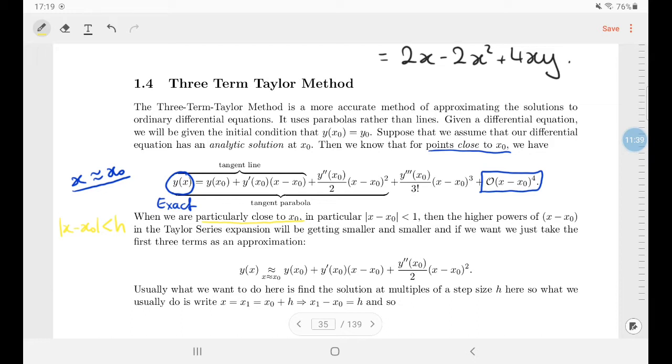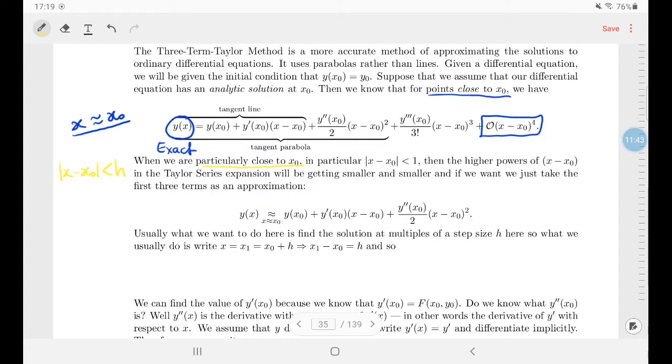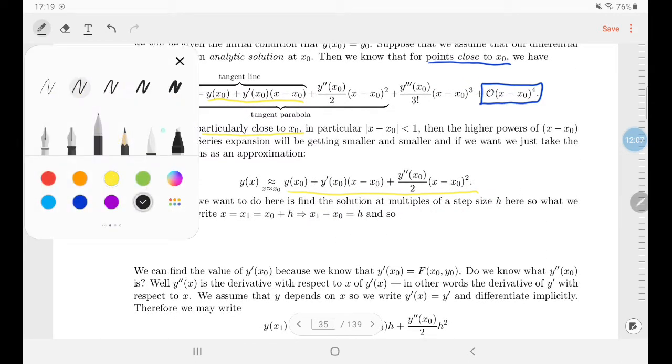So what we're going to do is just take the first three terms as an approximation. And this is the tangent parabola on the right hand side. These are the three terms that give you the three-term Taylor method. And so the Euler method is two-term Taylor. Usually what we do is we find a solution at multiples of the step size, so we end up using the stuff we did before.